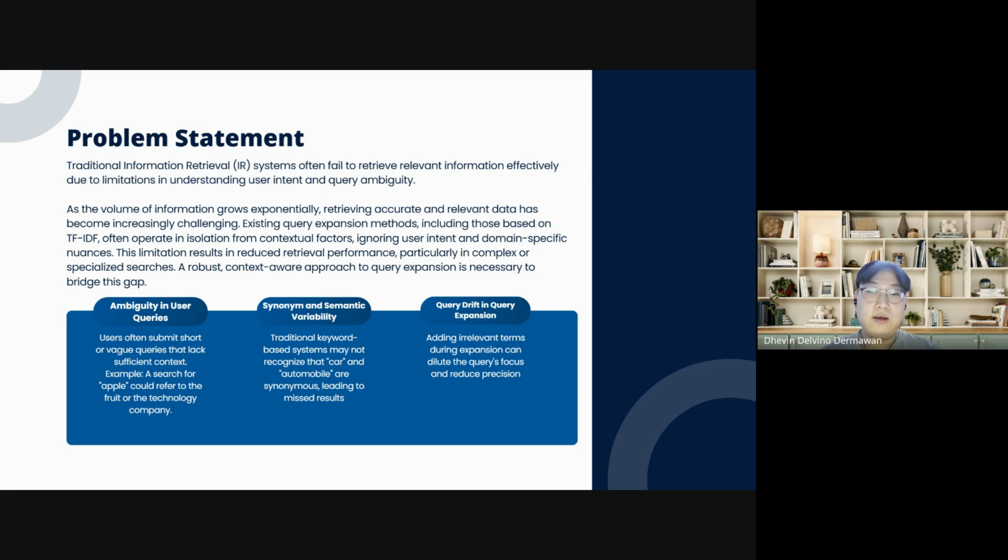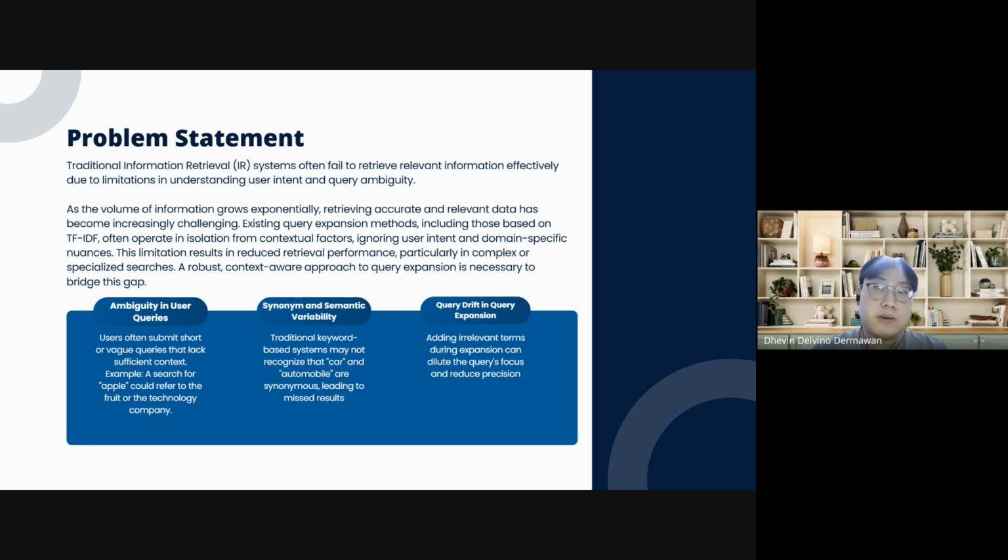One example: I search for mango candies, but what appeared was not only mango candies, but also mango juice and so on. Now, our journal has a limitation. This limitation results in reduced retrieval performance, particularly in complex or specific research. A robust context-aware approach to query expansion is necessary to bridge this gap.